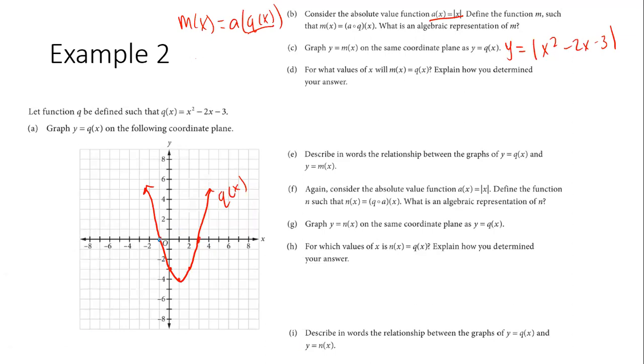So you stayed the same because you're 0. Negative became a positive. This negative became a positive. This negative became a positive. And you stayed the same because you are 0. So my graph looks like a W. And that is my, oh.